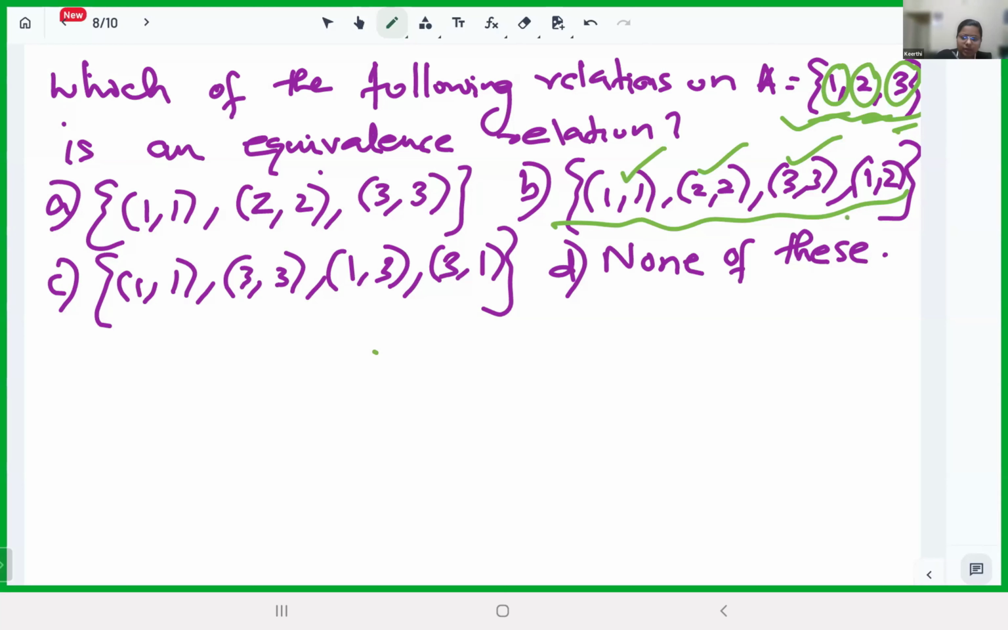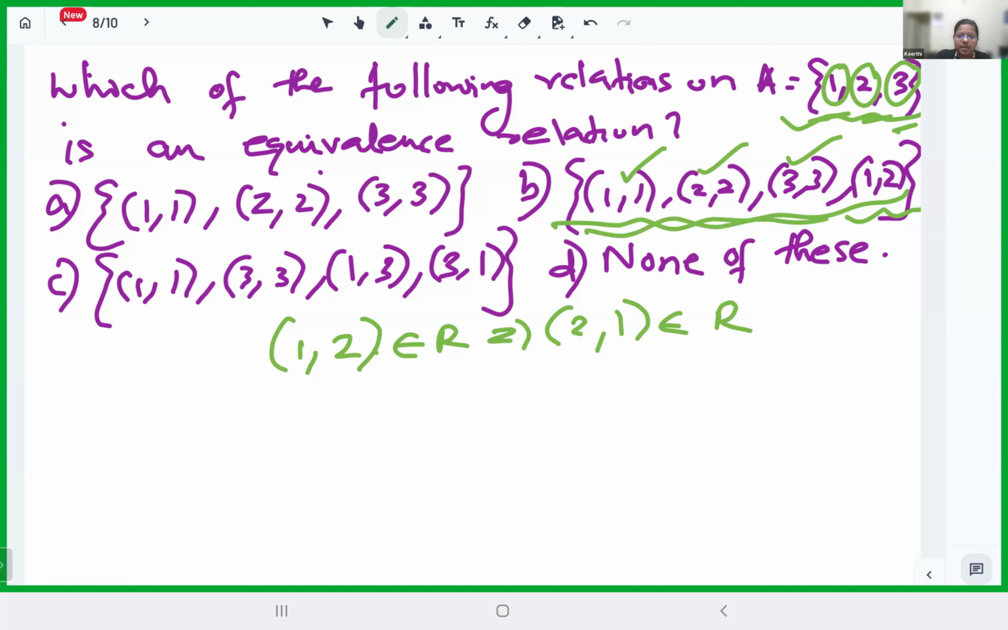So I'm taking this (1, 2). All right, I'm taking (1, 2). (1, 2) belongs to R. If that particular relation satisfies the symmetric property, then we know that (2, 1) should belong to R, right? But can you spot the ordered pair (2, 1) in option B?